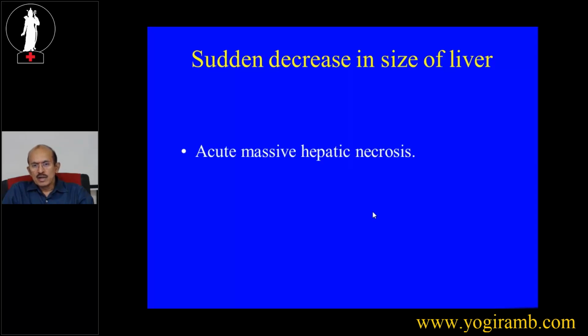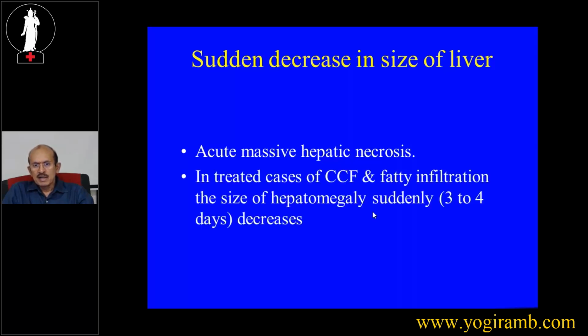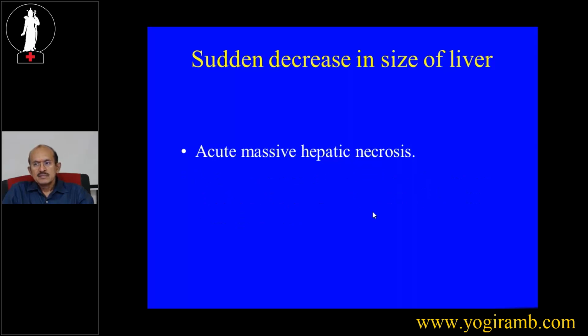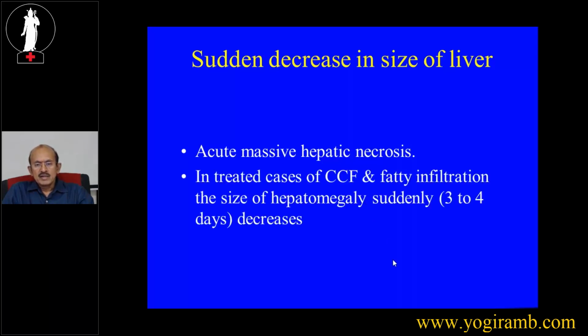Sudden decrease in size of the liver can be due to acute massive hepatic necrosis. For example, a fatty infiltration or alcoholic hepatitis or cirrhosis of the liver. Suddenly the liver is not palpable. That means the patient is going to hepatic necrosis. Then in a treated case of congestive cardiac failure and fatty infiltration, the size of the hepatomegaly suddenly decreases in 3 to 4 days time.